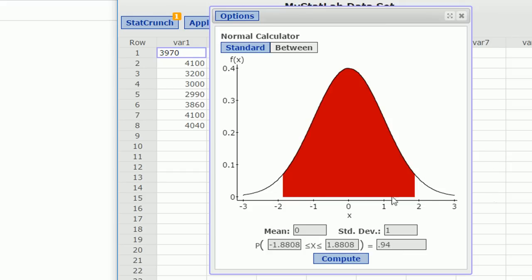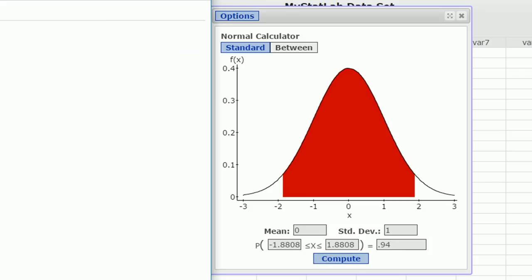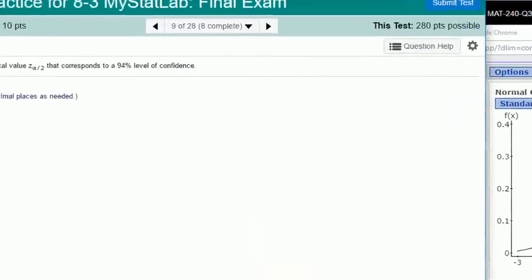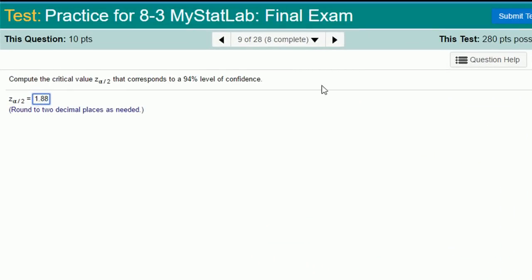So this red area is the probability of 0.94, and the tails would be the remaining amount, alpha. But the cutoffs, which are given here, are 1.8808 and negative 1.8808, rounded to 1.88. That's what I want to have for my answer. That's the critical value.